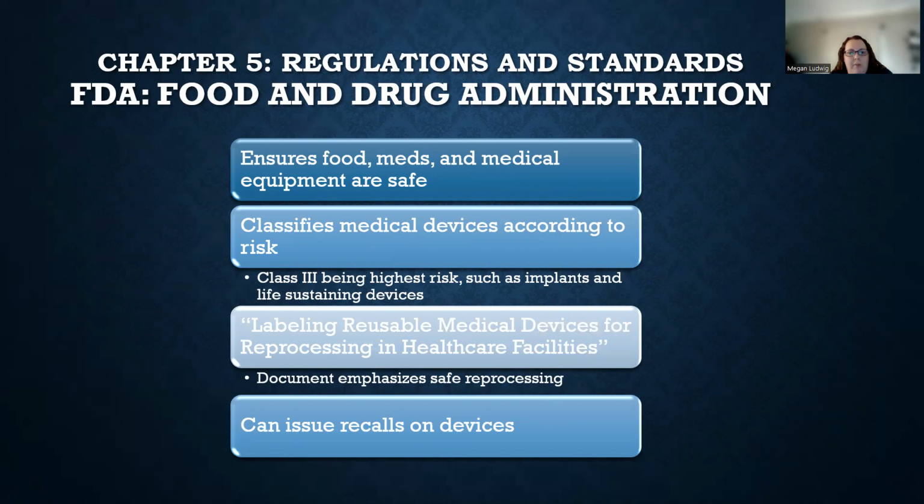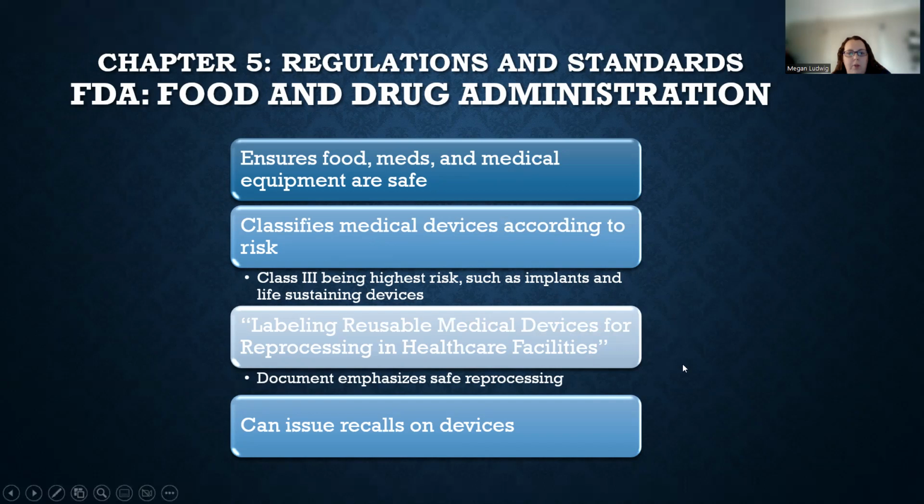They also classify medical devices according to their risk to the patient. So there's a class 1, 2, and 3. Class 3 is going to be the highest risk, such as an implant or a life-sustaining device like a heart valve implant or something like that. So those are a little bit more high risk. They have to meet very stringent and critical standards to be used on that patient.